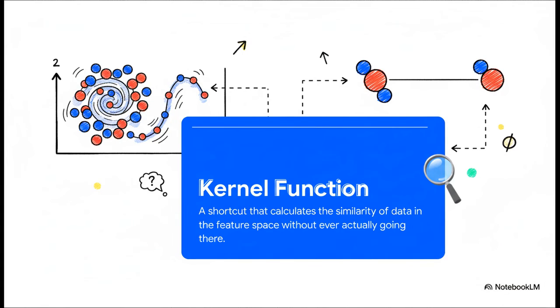So here's the key thing to get. A kernel function is a shortcut. It turns out that most of our linear algorithms don't actually need the exact coordinates of every point in that fancy high-dimensional space. They just need to know the relationship or the similarity between pairs of points. A kernel is a special function that calculates this similarity value directly, as if the points were in that higher space without ever doing the heavy lifting of moving them. It's like knowing the distance between 2 mountain peaks without ever having to actually climb them.